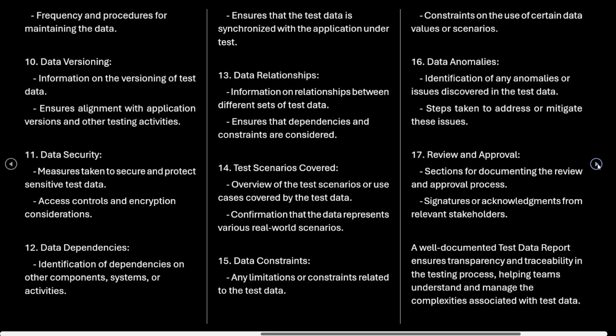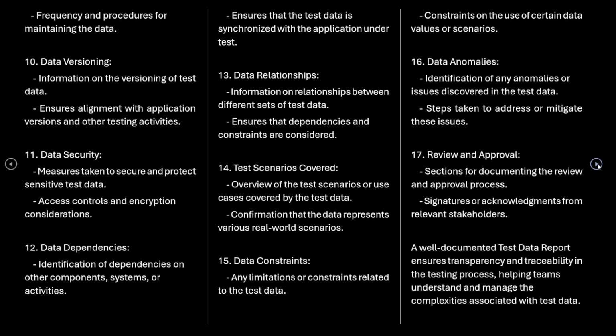and storage locations. Data refresh and reset: guidelines for refreshing and/or resetting test data to ensure consistency, frequency and procedures for maintaining the data. Versioning: information on the versioning of the test data, ensures alignment with application versions and other testing activities. Data security: measures taken to secure and protect sensitive test data, access controls and encryption considerations.